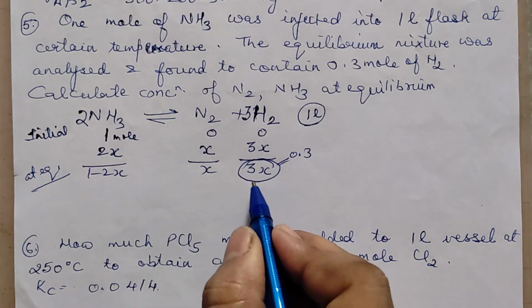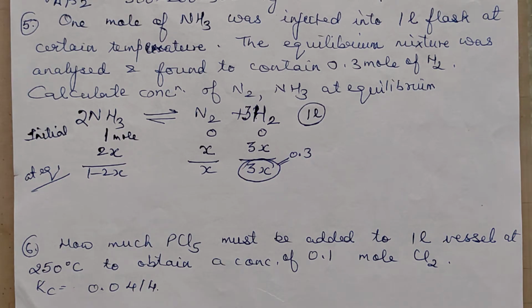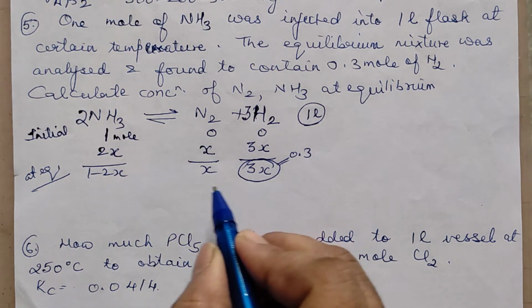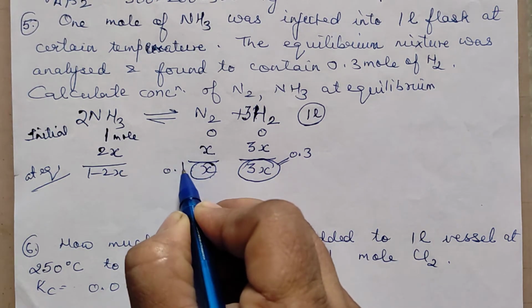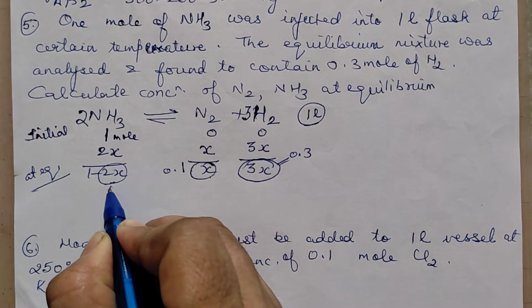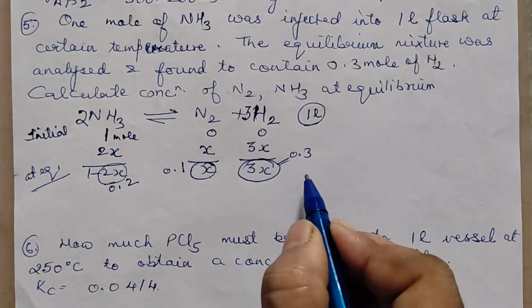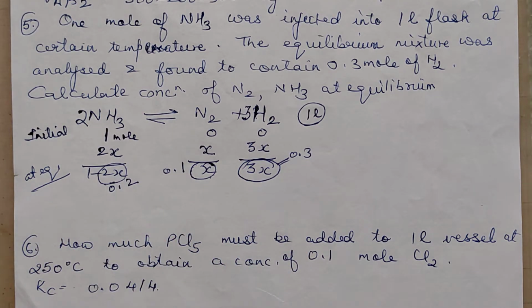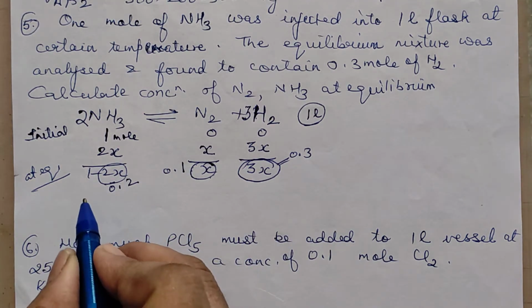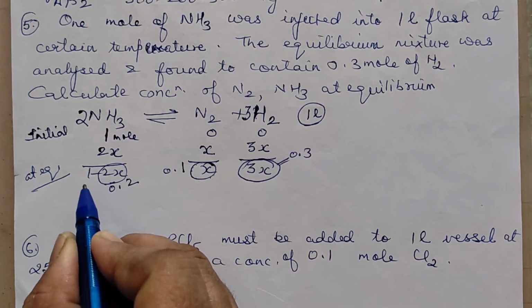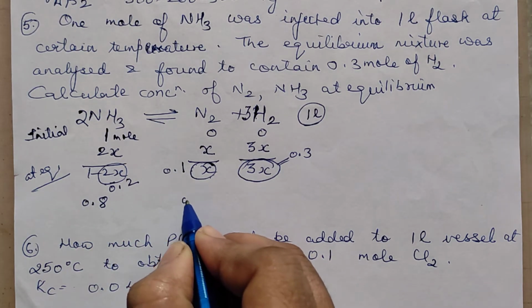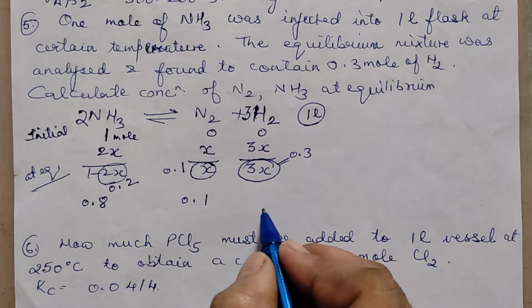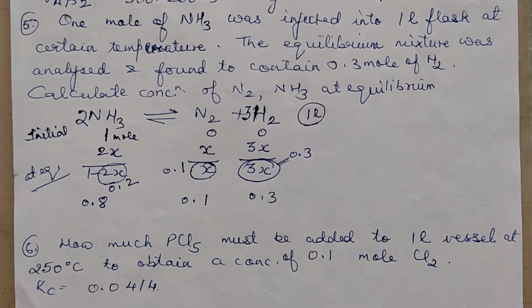If the 3x value is given as 0.3 mole, obviously we know the x value is 0.1. So that means this x value is 0.1 and this 2x value is 0.2. With this reference we have calculated the others also. Now if this is the case, how much ammonia is left over at equilibrium? 1 minus 0.2. That means 0.8 is left over. This 0.1 is there and this one 0.3. Clear till here? That's it.